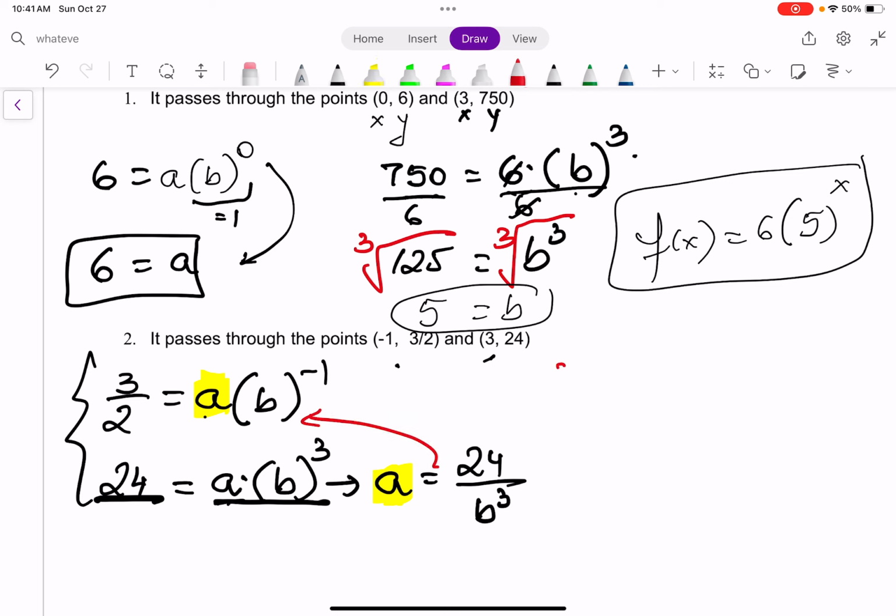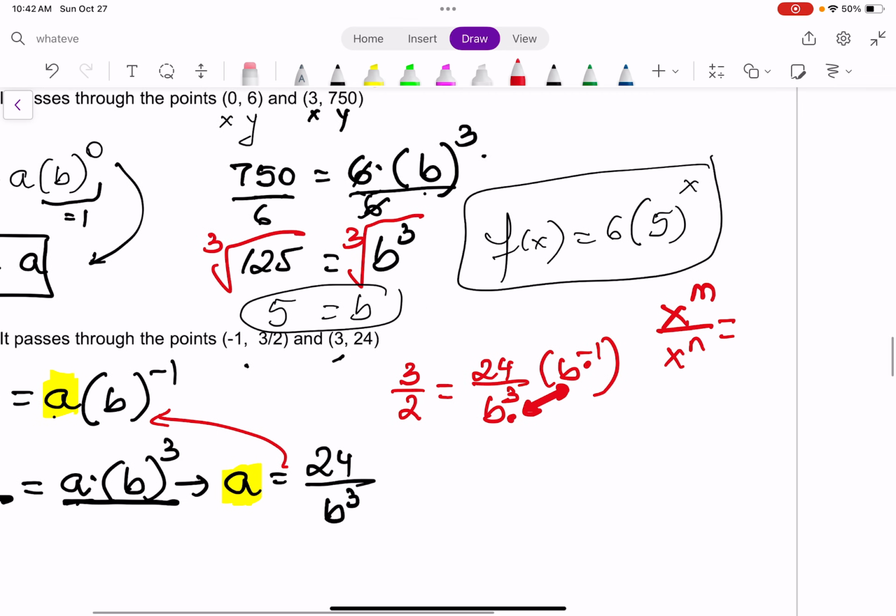So in other words, 3 over 2 is equal to a, which is 24 over b to the third, times b to the negative 1. Now we just simply have to remember how we deal with exponents. How do we get to put these b's together? And by the way, what does a b to the negative 1 mean? You can also subtract exponents, this is one of the rules of exponents. If you divide numbers with the same base, you subtract the exponents. So here you have it, right?